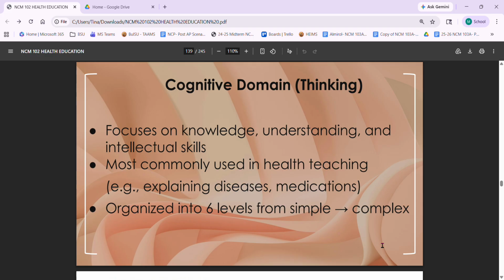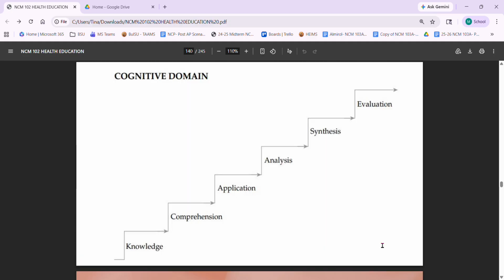So, ano yung 6 levels na pagkaka-organize ng cognitive domain? Okay. Here, you can see that parang may ladder. Okay, may diagram. It is mentioned here that for each domain, merong hierarchy. So, ibig sabihin, before kang maka-proceed sa next step, you need what? To understand first or ma-fulfill mo yung unang step.